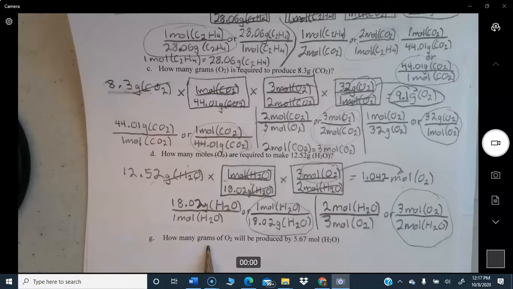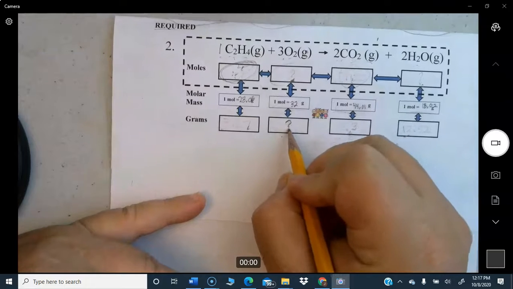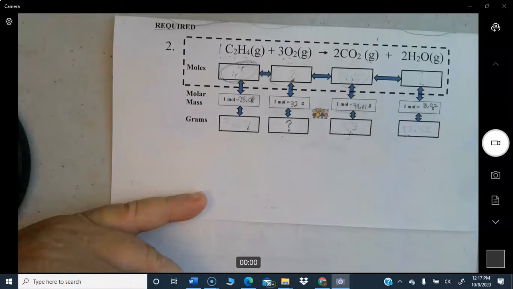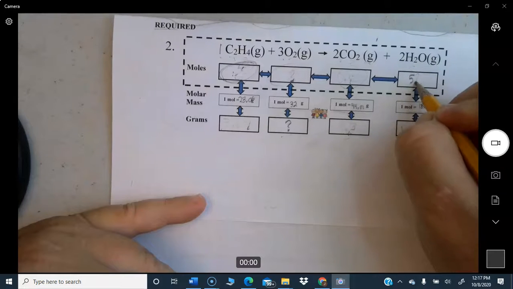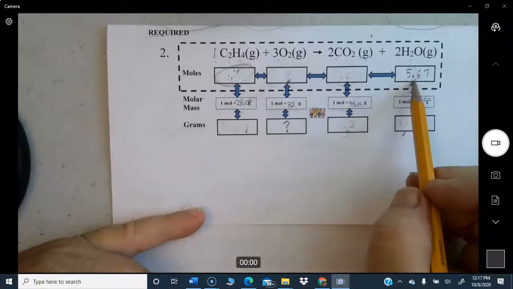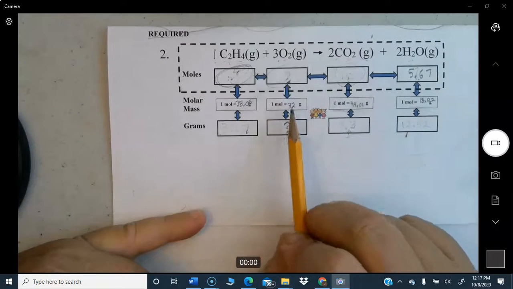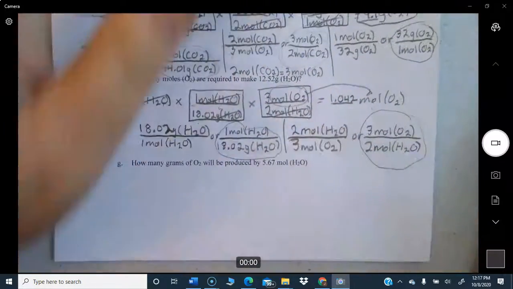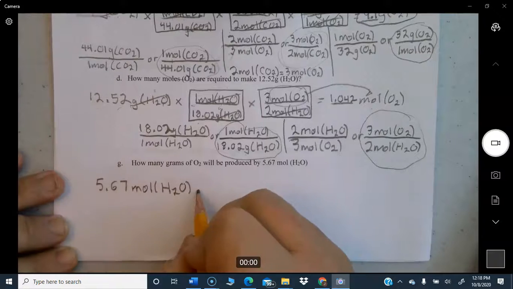Okay, last one. We're going from grams of O2 to moles of H2O, so that's 2 steps, grams to moles. So let's look at what that is. It's how many grams of O2, down here, and 5.67 moles of H2O. So 5.67 is up here in the moles row, underneath H2O. So we start here, and we need to get here, so we come across the equation to moles of O2, and then we come out using molar mass. Two conversions.